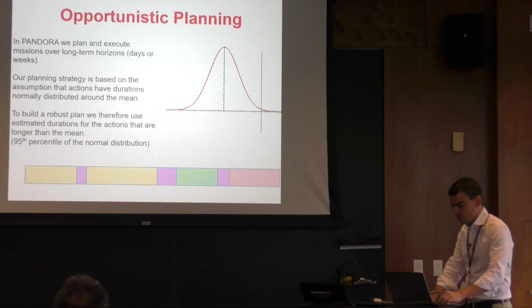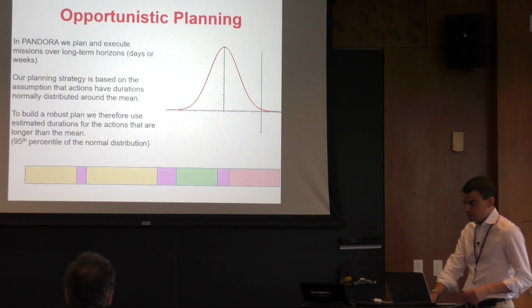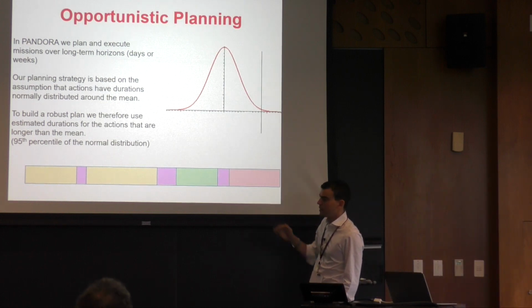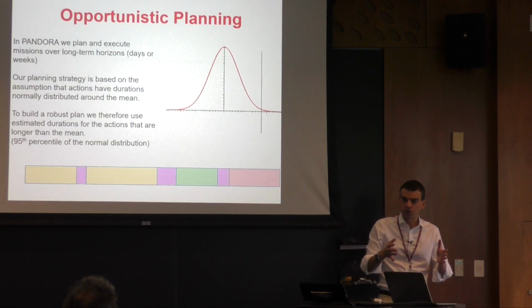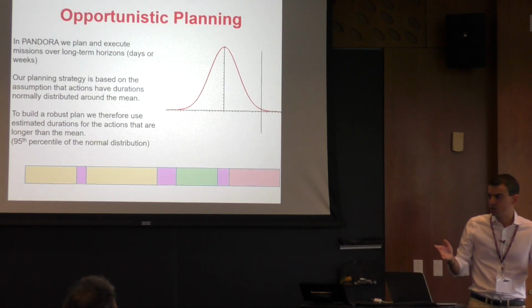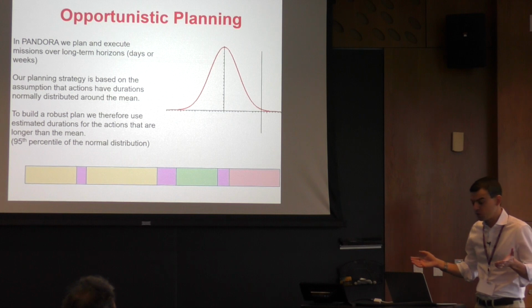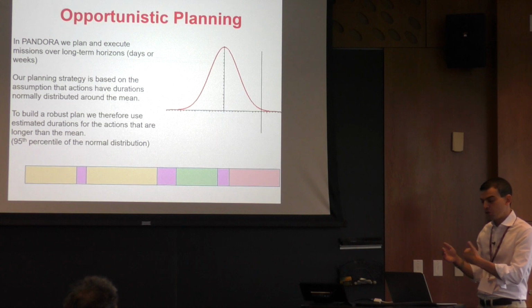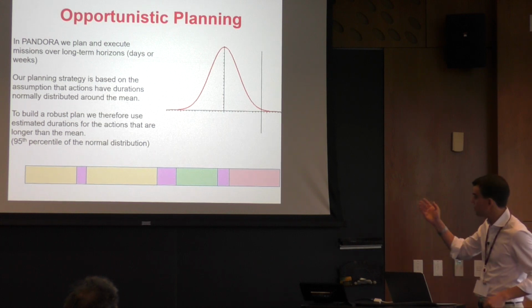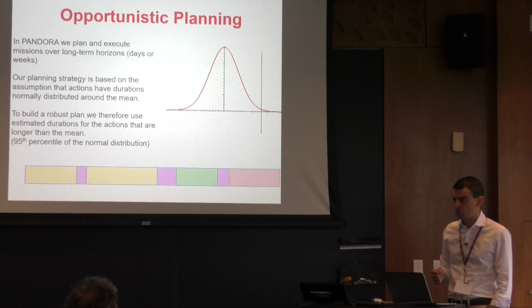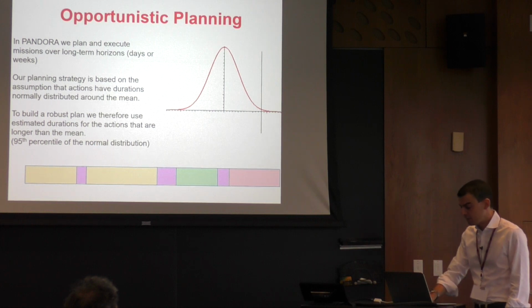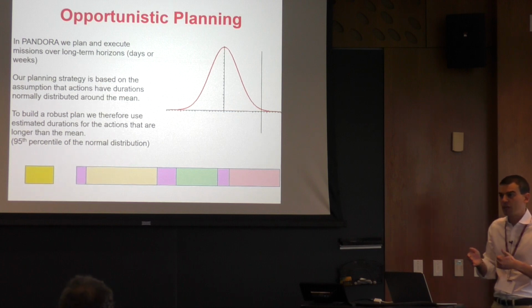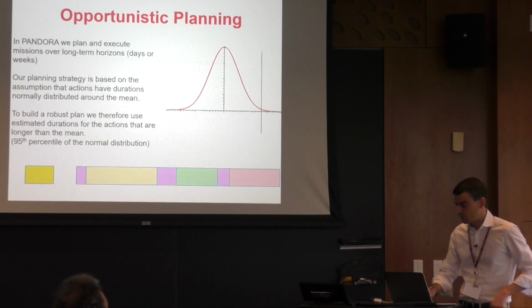Now, one way you can plan with opportunity is this. Suppose this is your plan, and in temporal planning, you have durations for actions, right? So you plan when an action starts and the duration of the actions. Now, what you can do is build a robust plan using an estimated duration which is longer than the mean. So, for example, you can use the 95th percentile of the normal distribution. This gives you some room for saving time while you execute the plan, and the time you save can then be used to handle the opportunity when you spot it.